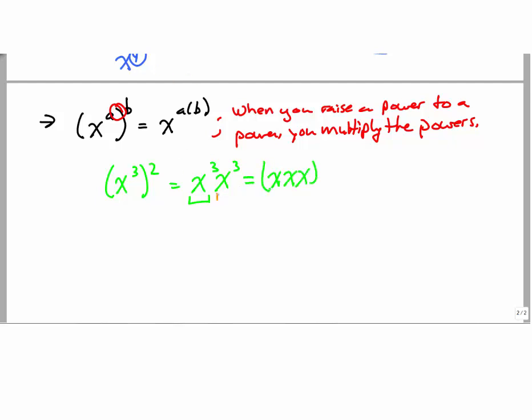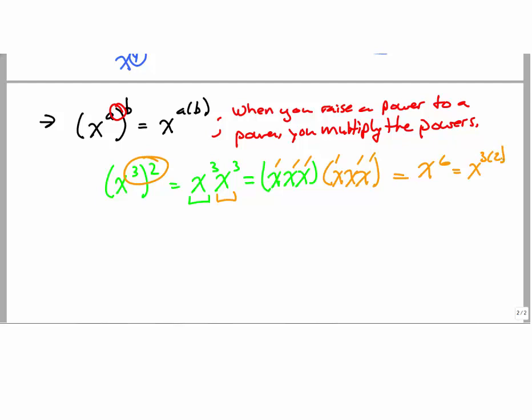And here we have another x cubed, which would mean to multiply x by itself 3 times. And then, if I count up the x's, I have 1, 2, 3, 4, 5, 6, x to the 6th. So it would have been easier if I knew my shortcut rule, and this is the same as 3 times 2. When you raise a power to a power, you multiply the powers.